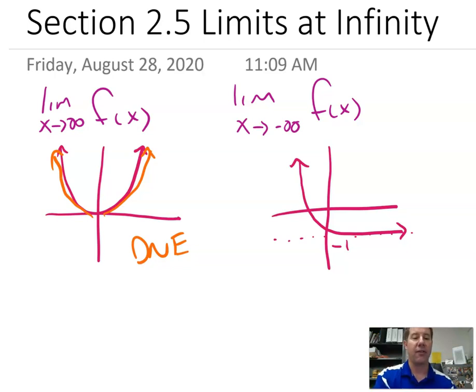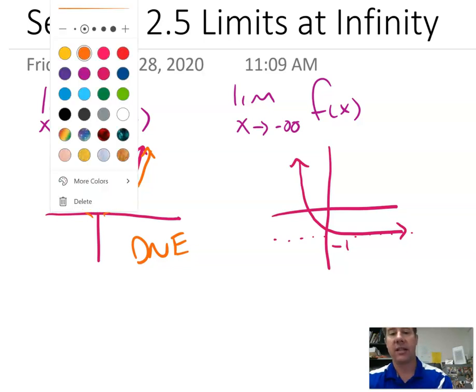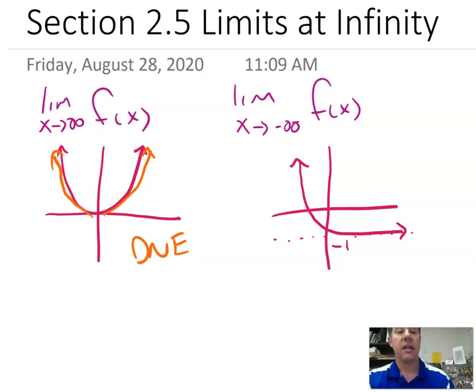The graph on the right, however, if we look at this one, now, as I go to infinity, I'm approaching a horizontal asymptote. And now, as I go to infinity, this is going to -1. It's approaching and getting closer and closer to -1. Because this is approaching a singular y value, we could say that this limit does exist, and as I go to infinity, the function is going to -1.